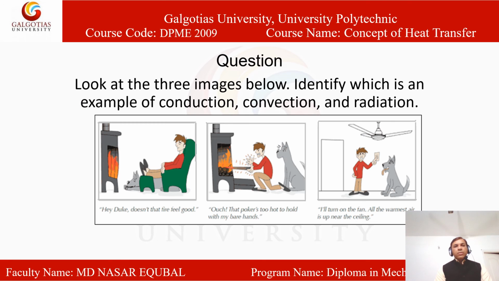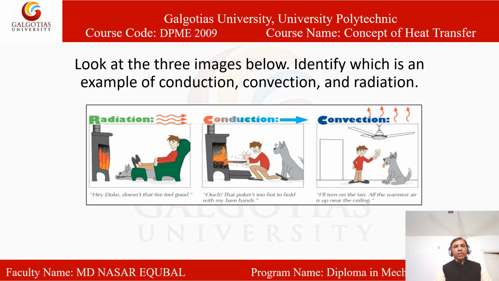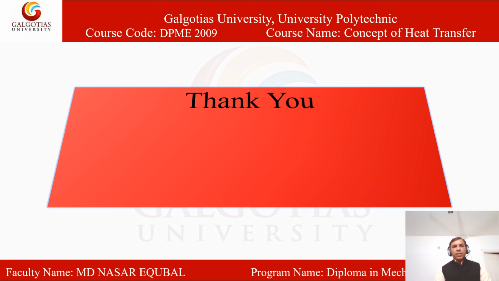Look at the three images below. Identify which is an example of conduction, convection, and radiation. This question is for your homework. In the first image, the heat transfer mode is radiation, the second is conduction, and the last is convection. Thank you.